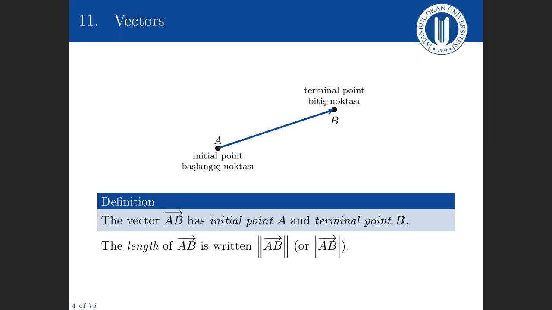For example, let's suppose we have a vector which has initial point A and terminal point B. Then we call this vector AB with an arrow above it. The length of the vector AB can be written as two vertical lines, AB, two vertical lines.